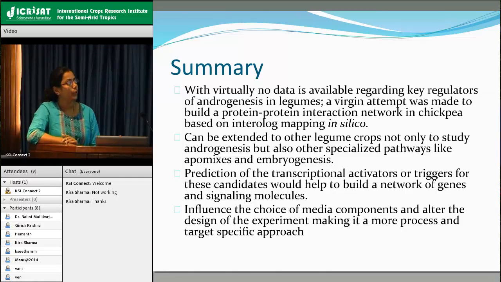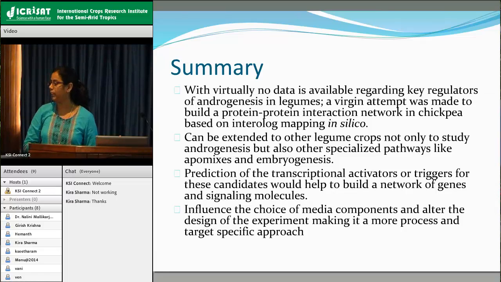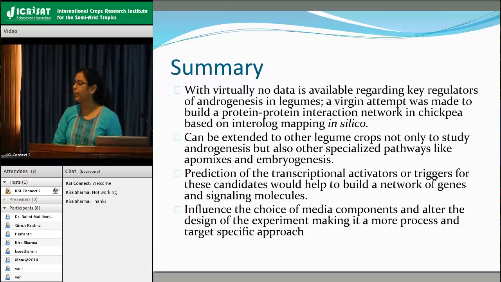So in summary, the best part of my thesis, I mean, I love my thesis, so best part of my thesis would be the in silico approach to study androgenesis, because it has not been done. It's a first attempt in legumes specifically. So the protein interaction network that we have built in chickpea could be applied to other processes also, like apomixis or any other process like embryogenesis.